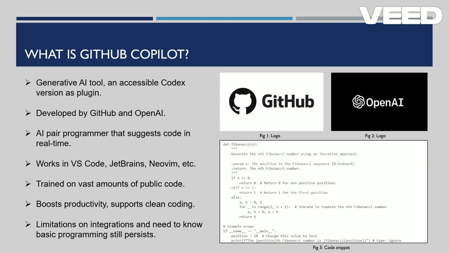It has always been called an AI programmer. It suggests code in real time. It has been trained on various public code on GitHub. It boosts productivity, supports clean coding, and also there are a couple of limitations such as integration issues and the need to know basic programming. So there are issues, but yet it still serves the purpose as a proper generative AI tool for software development.